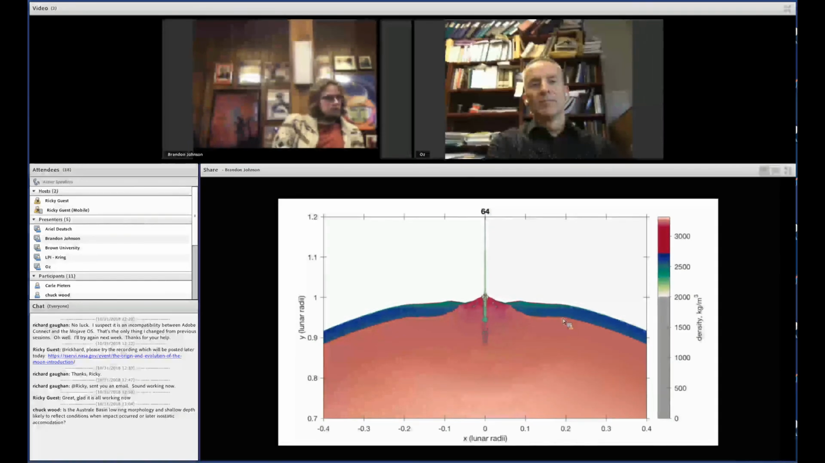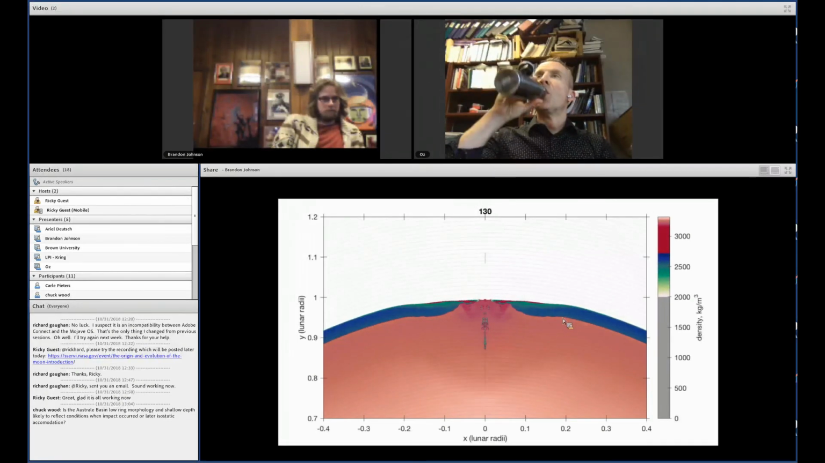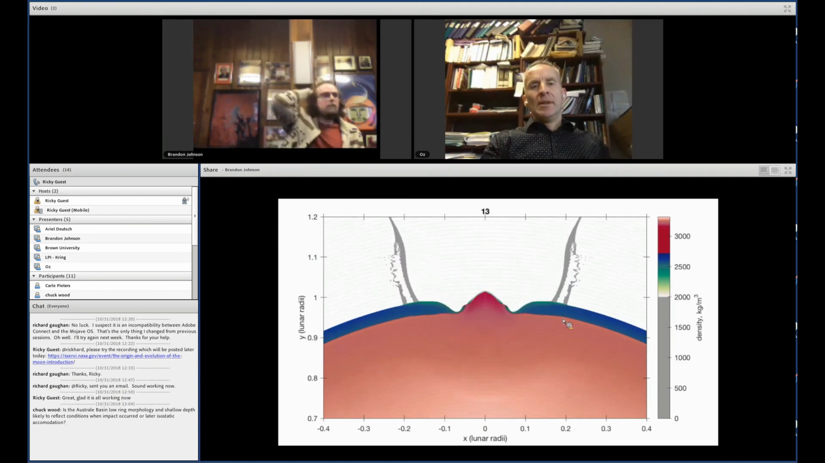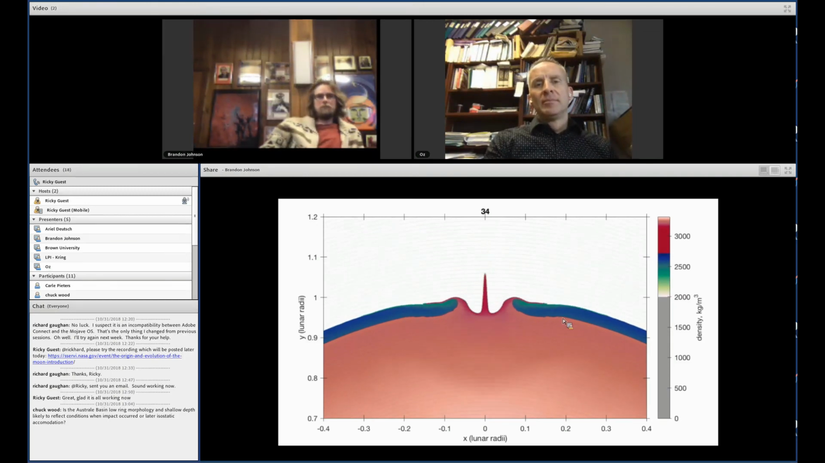Great. Brandon, in one of your simulations, you showed an impactor velocity of around 15 kilometers per second. One of our questions is, what's a reasonable range for impactor velocities on the moon? And also, what are some of the changes you expect for your simulations when you do vary this impactor velocity?